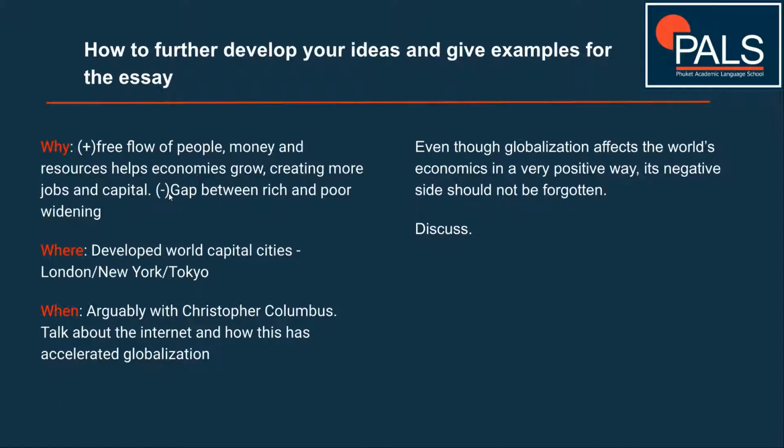So that's a negative. Where are these things happening? Well, they're happening all over the world. But for the sake of this essay, I just picked a few developed world capital cities: London, Tokyo, New York. You could mention a few of those in your essay and talk about whatever city you know that has been affected by globalization. And when did all this happen? Arguably, it all started with Christopher Columbus. You could mention the year. You could mention a sentence on Columbus's trip, maybe in your introduction.